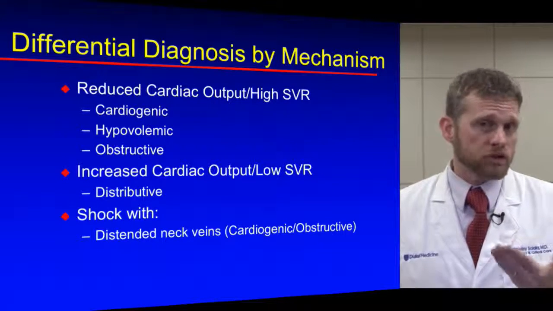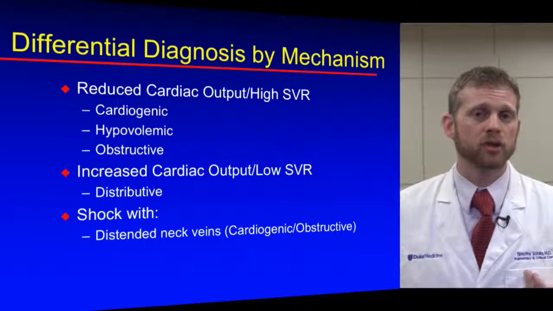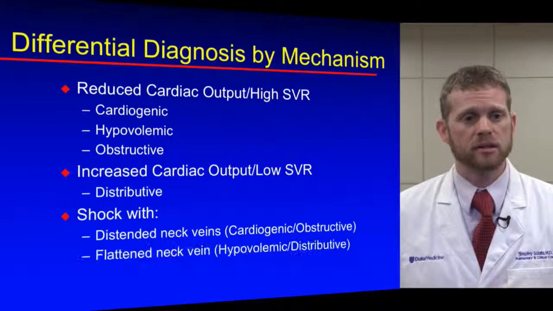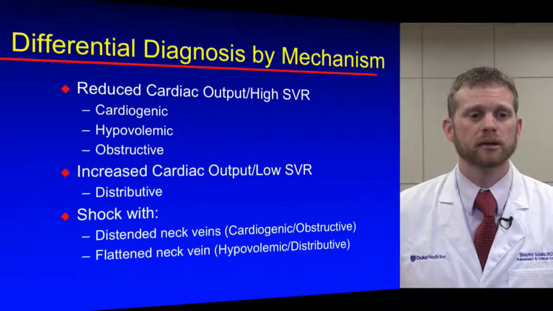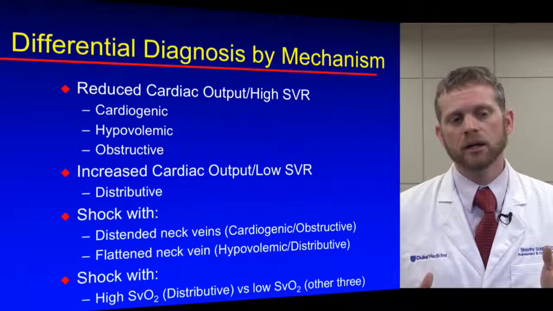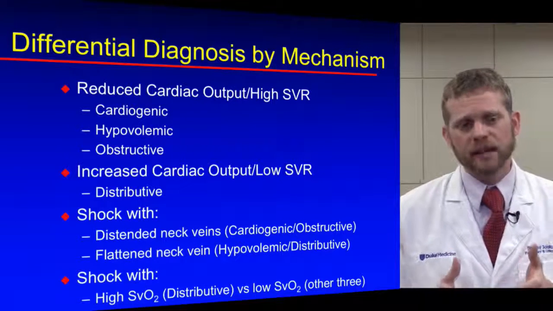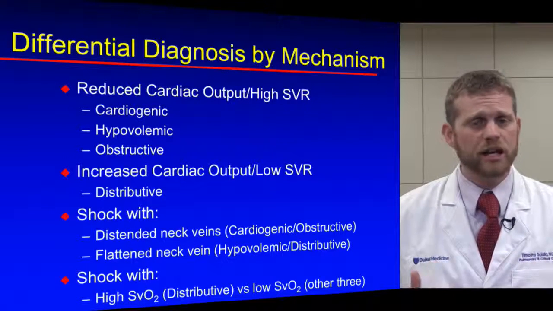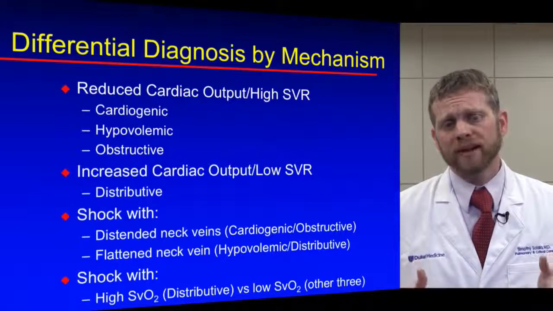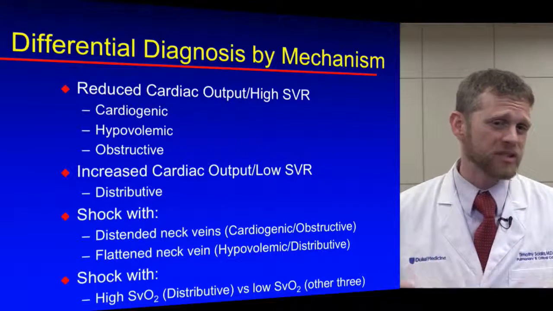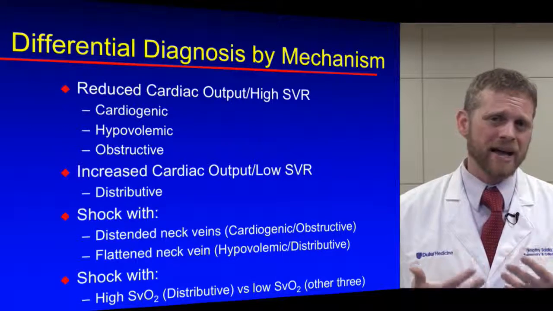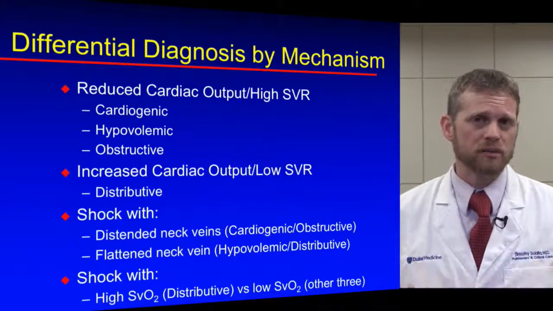And obstructive shock is really going to go up on my differential, and I'm going to want to exclude those causes. Flattened neck veins, you're in the hypovolemia and the distributive shock category. And then we can look at shock, and we can sample your central venous saturation. People who have a high central venous saturation, over 70%, sometimes even over 75%, that's classically going to be something you see in distributive shock.